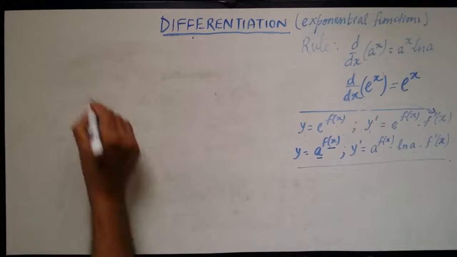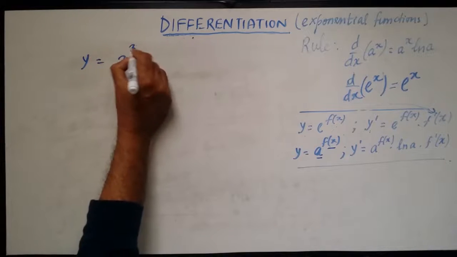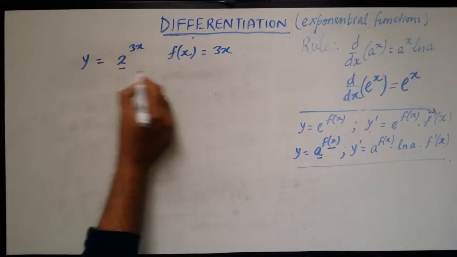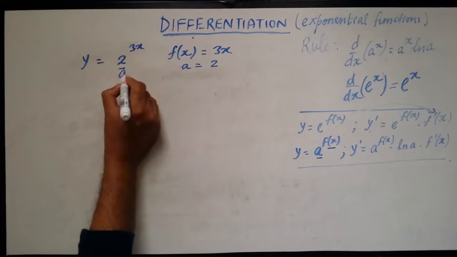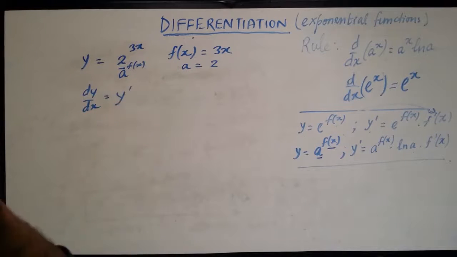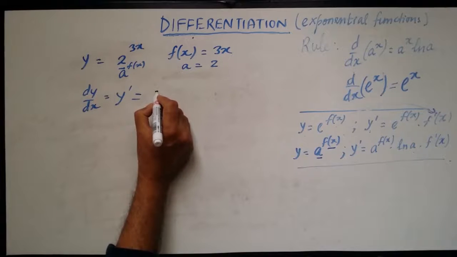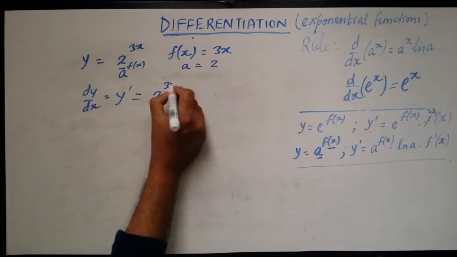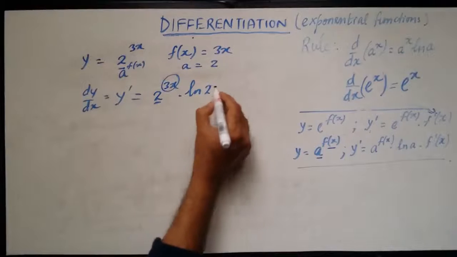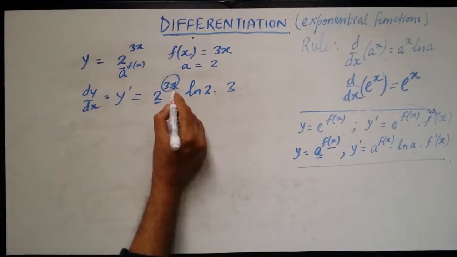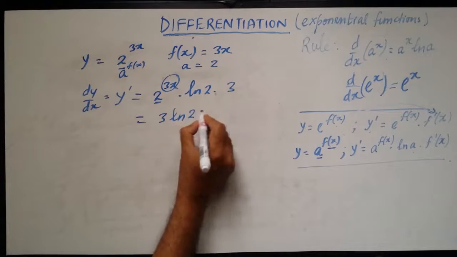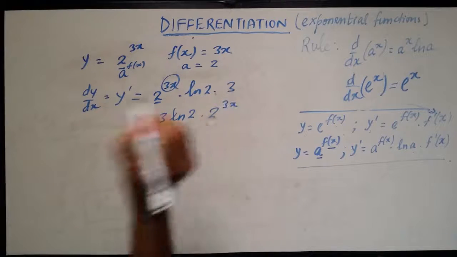Let's see some examples. Let's say y is equal to 2 to the power 3x. Here f(x) is equal to 3x, and a is equal to 2, so this is of the form a to the power f(x). So dy by dx is equal to 2 to the power 3x into ln of 2 into the differentiation of this function, which is 3. Differentiation of 3x is 3. So the answer is 3 ln of 2 into 2 to the power 3x.